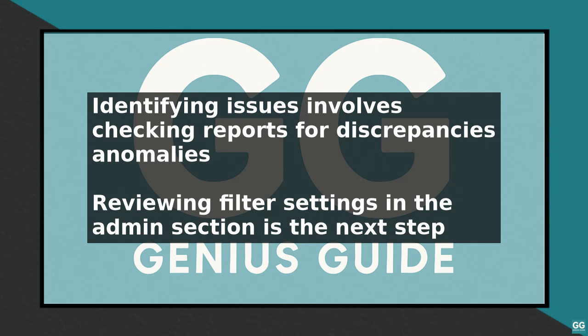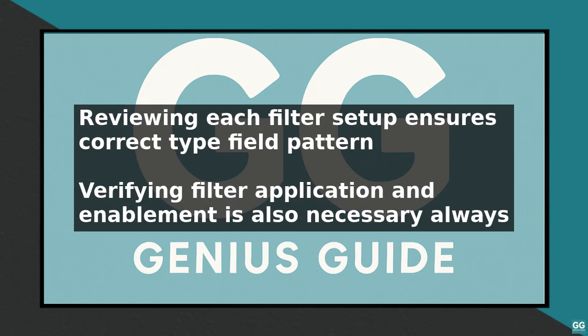A common issue with Google Analytics filters is incorrect filter syntax. Make sure to use the correct syntax and formatting when setting up a filter. For example, if you want to exclude traffic from a specific IP address, use the correct format, such as 192.168.1.1. Another common issue is filter overlap, where multiple filters conflict with each other.